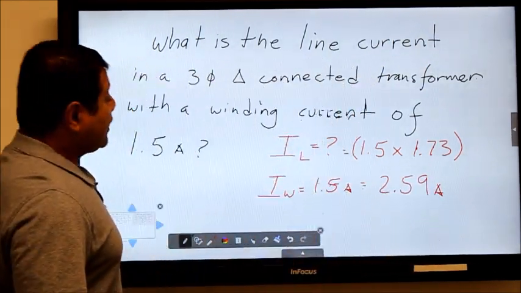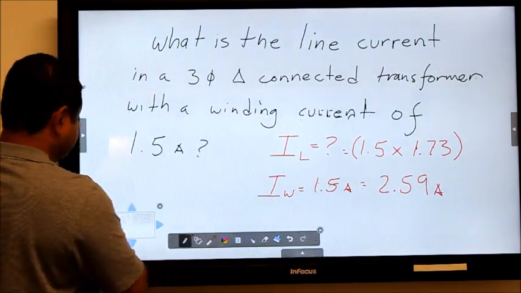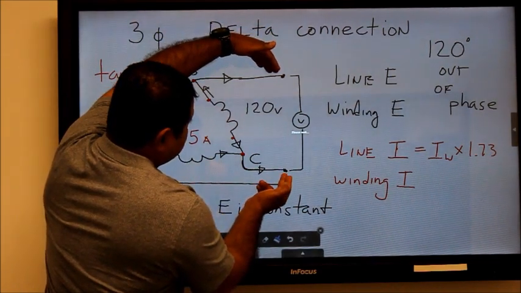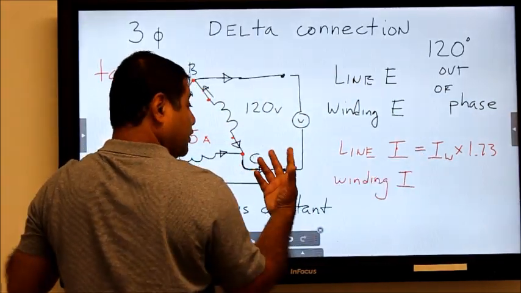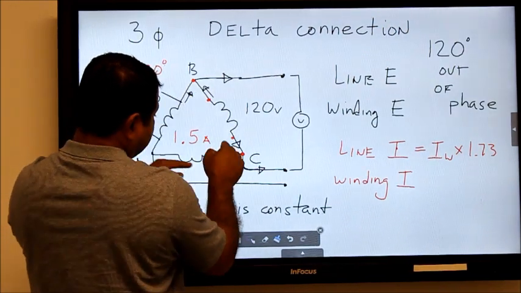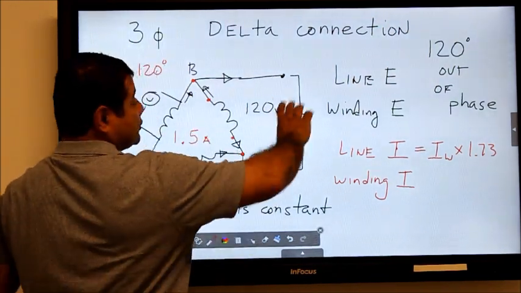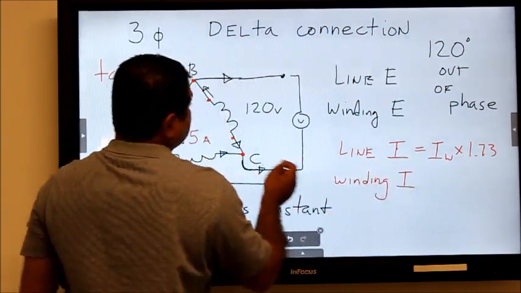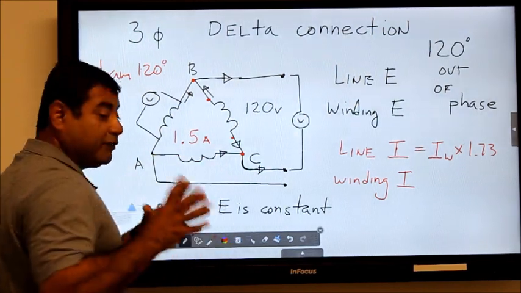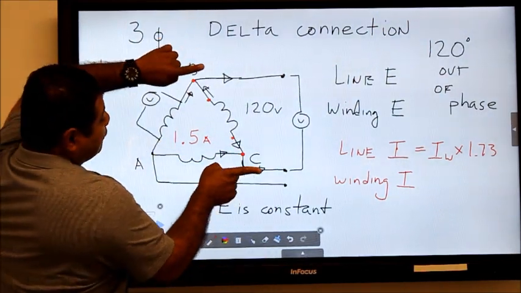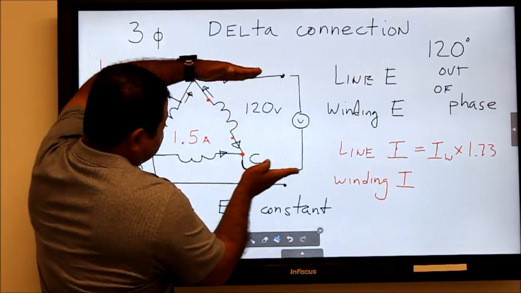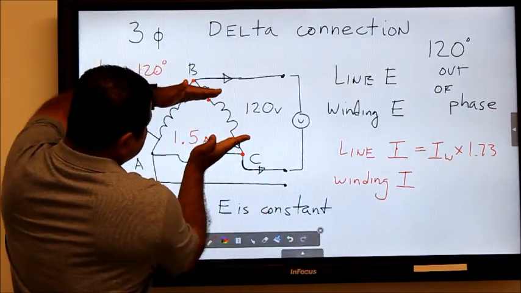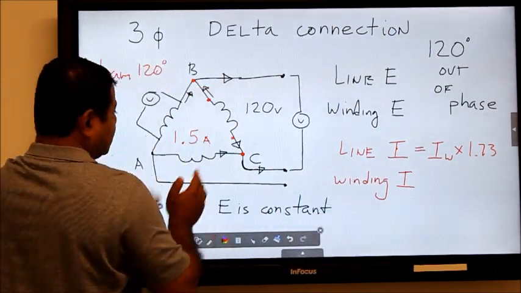So as you can see, the current across the two phases, the current that I'm going to get here between B phase and C phase, is 1.73 times bigger than the current in the winding. So the current in the line is going to be 1.73 times greater than the winding current. It's going to be very important for you to get straight that when we talk about lines, it is between phases, B and C phase, B and A phase. Those are my lines. The windings are the individual coils that are in the transformer.